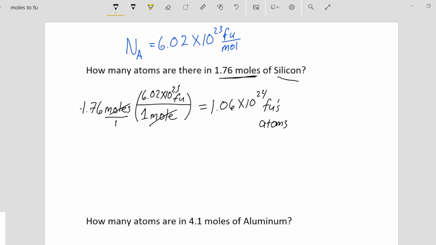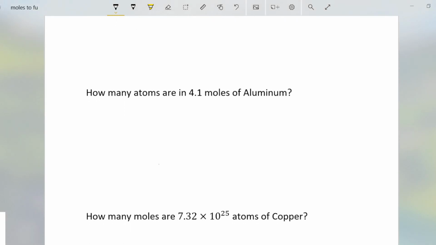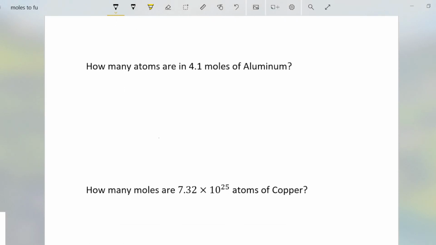Okay, so down below, I have another problem: how many atoms are in 4.1 moles of aluminum? Just like before, aluminum is just an element, so this is going to be the number of atoms that we're going to get. Aluminum is not a compound, it is just Al, the element.